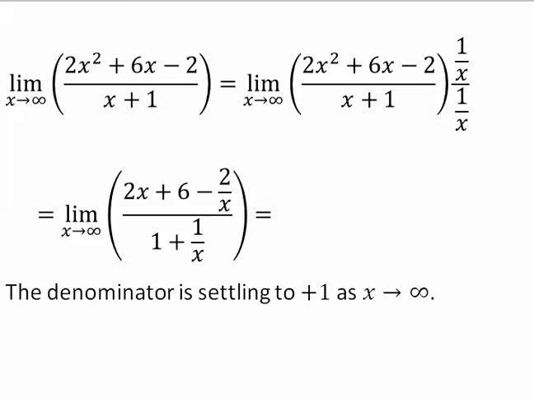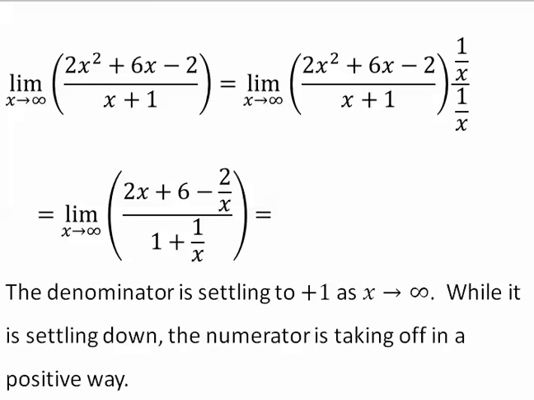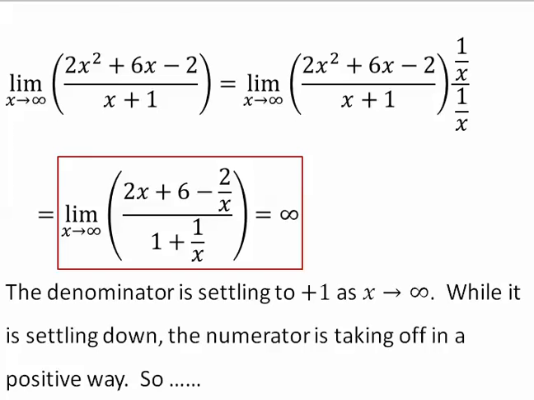We can see that the denominator is settling to 1 as x gets larger and larger, and we can see that the numerator is taking off in a positive way. So the denominator is settling to a constant value, while the numerator gets larger and larger in a positive way. And so what we say in that case is that the limit is equal to infinity.